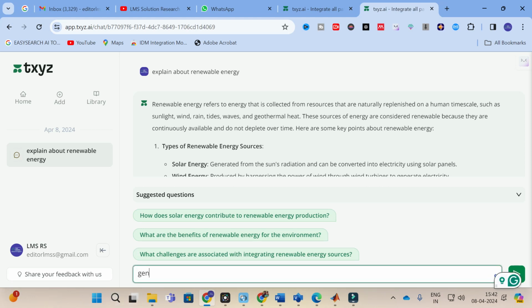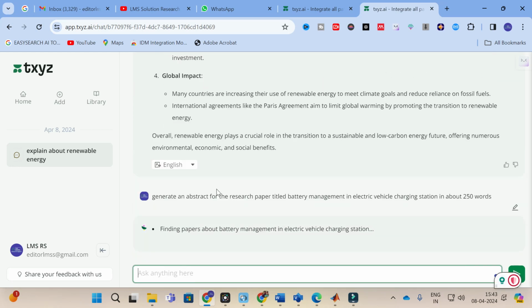In this I am going to ask it to generate an abstract for the research paper titled battery management in electric vehicle charging station. I am going to give the input prompt for about 250 words. I often use it to say a good abstract must be between 200 to 250 words. So let us see how it will generate content for us.